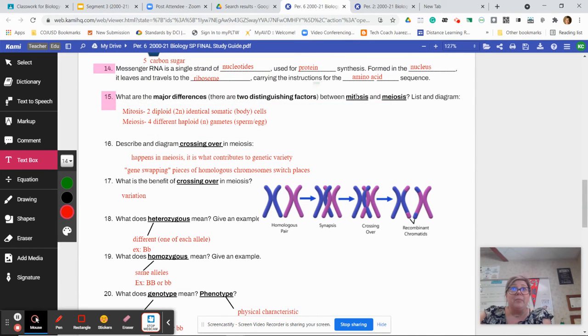For the major differences between mitosis and meiosis, I would look for a simple diagram. Basically, mitosis is going to result in 2 diploid identical body cells, and meiosis is a type of cell division used in sexual reproduction to create the gametes of sperm and egg. So meiosis makes 4 different haploid gametes, meaning half of the chromosomal number, so they can combine in sexual reproduction to make a diploid cell.